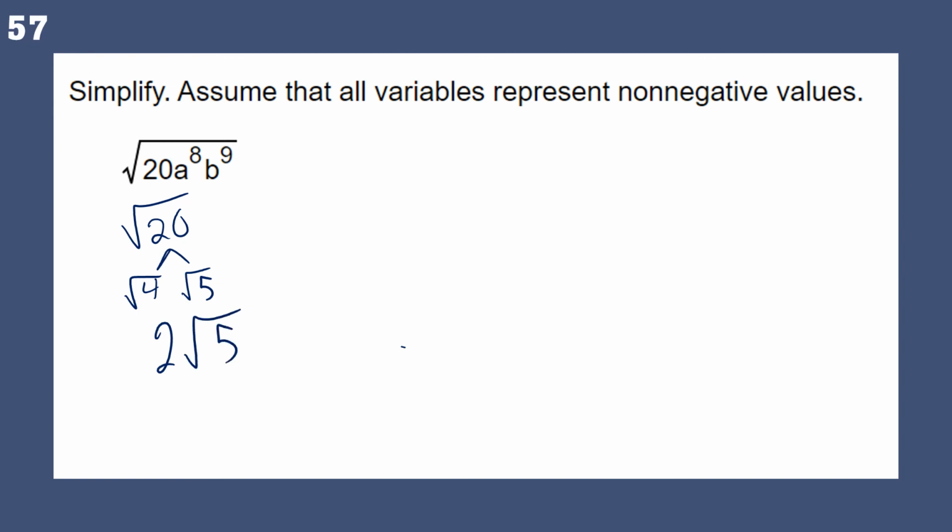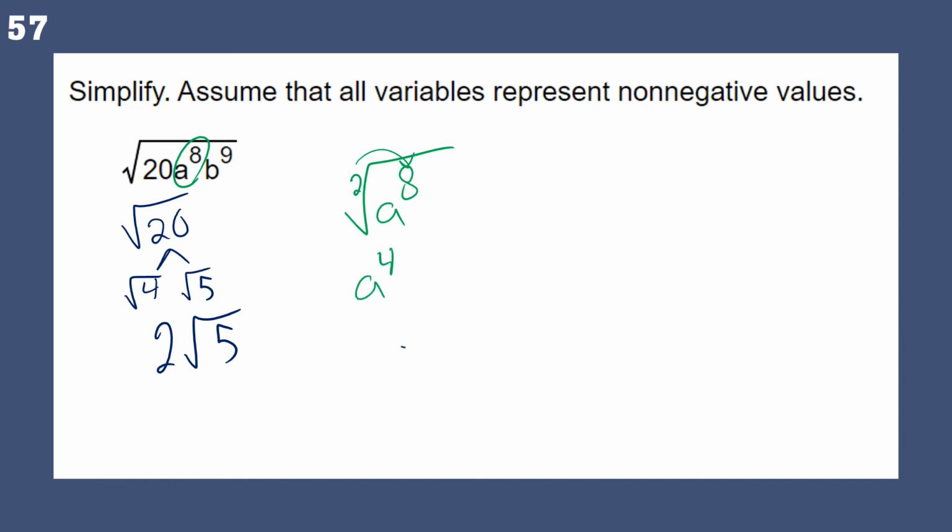Now that's just part one, because we have another part we're going to deal with. We're going to deal with this a to the 8th. A to the 8th, when we're square rooting it, remember that there's like a little 2 here. And in order to do this, all we need to say is how many sets of 2 are there in 8? If I were to take the a's, all 8 of them, and try to pair them up in groups of 2, how many groups would I have?